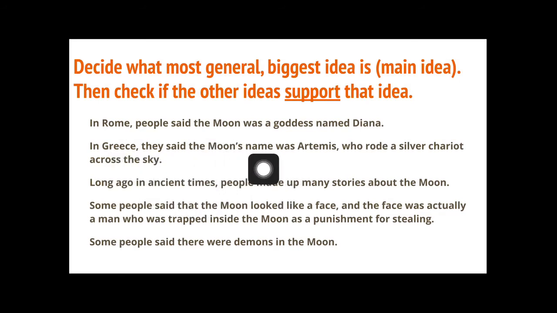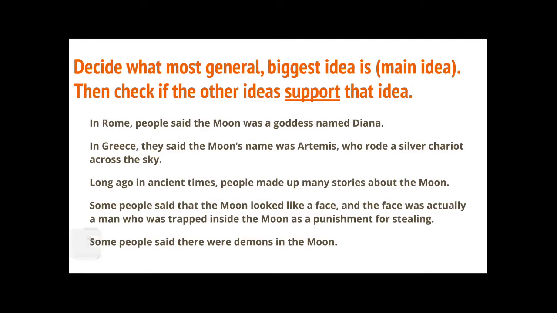In Greece, they said the moon's name was Artemis, who rode a silver chariot. Yeah, that's a story about the moon. Some people said that the moon looked like a face. That's a story about the moon. Some people said there were demons in the moon. Oh, yeah, that's a story about the moon. So I thought this was my main idea, and then when I checked if they supported that idea, I found out I was right. Those other ideas actually do tell me more information about that.